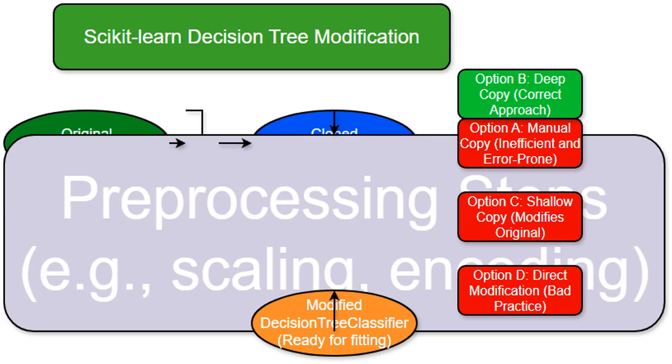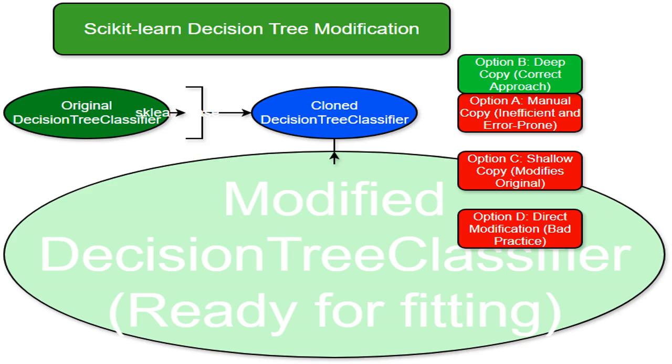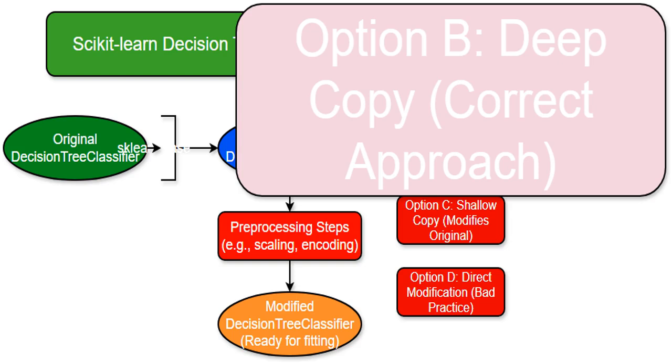These are extra steps. I'll add them to my cloned decision tree to prepare my data before I train the model. For example, I might scale my features to have a similar range of values or convert categorical features into numerical ones. After I add my pre-processing steps, this is my improved decision tree. It's ready to learn from my prepared data. This is the right way to do it.